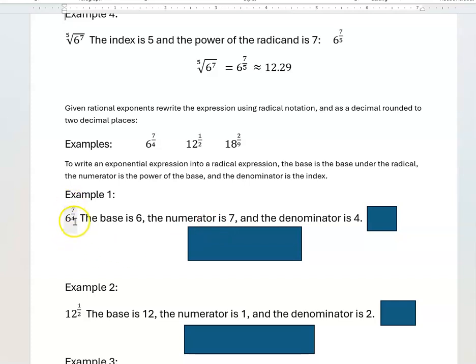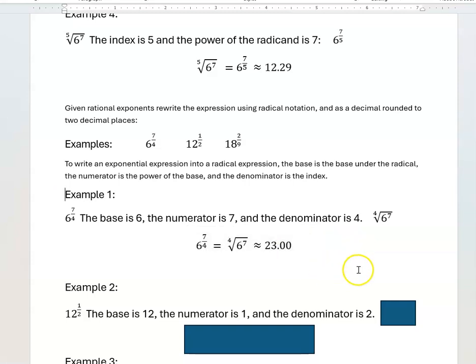So for 6 to the 7/4 power, the base is going to be 6. The numerator is 7 and the denominator is 4. So when I put that back under the radical, I'm going to have 6 to the 7th power, and that denominator 4 is going to be my index. Once again, you can put it into your calculator in either form. That comes out to be approximately 23.